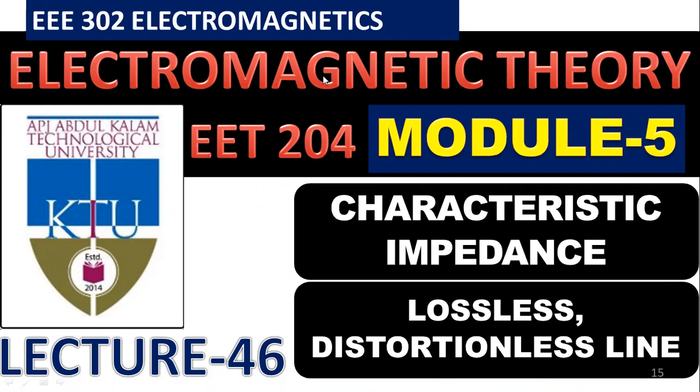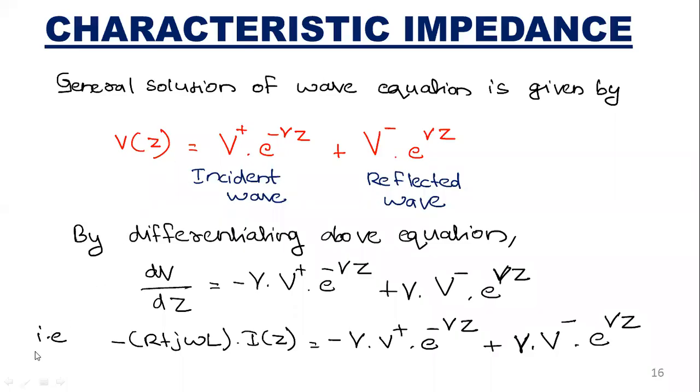In today's class, we will see what a characteristic impedance is, and what happens to these values, that is the characteristic impedance and the attenuation constant, in the case of a lossless line and a distortionless line. Okay, let's see. So last class, we have seen the transmission line equation.